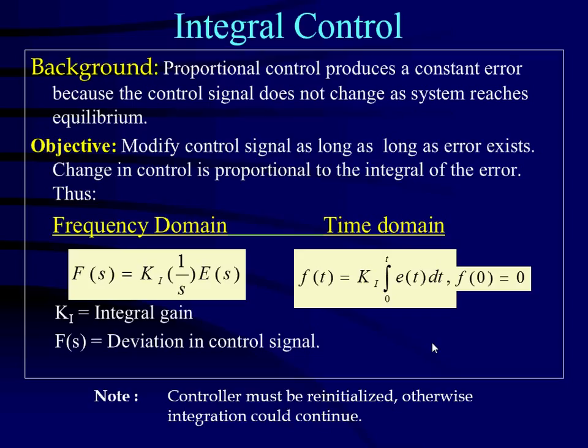Proportional control produces a constant error because the control signal does not change as the system reaches equilibrium. This is the reason. With this other kind of controller, however, we would like to modify the control signal as long as the error exists. So, if an error exists, we need to change the control. So, the change in control is proportional to the integral of the error.